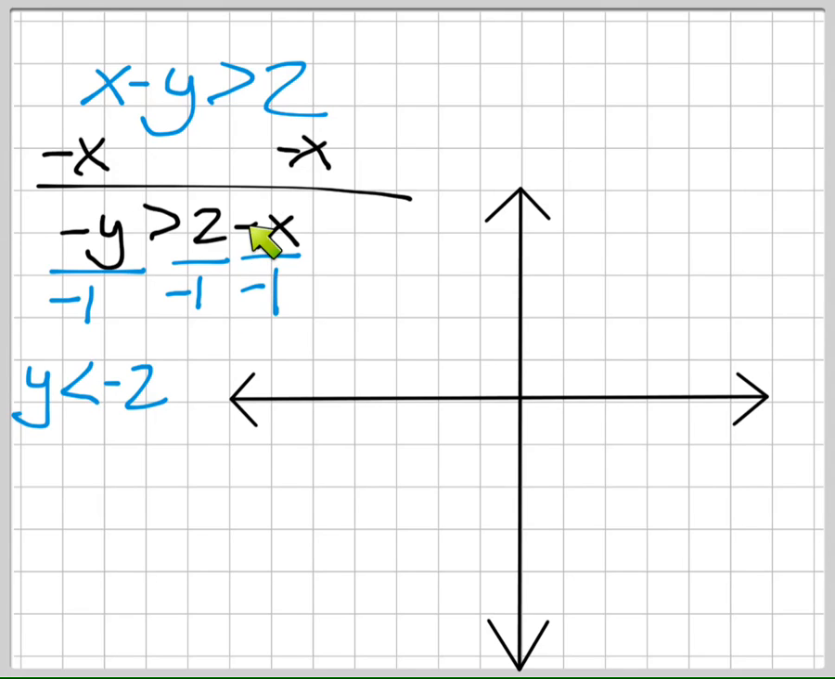And then it's -1x divided by -1. Negative over negative, positive 1x. So then we'll go to -2 on the y-axis. Our slope is up 1 to the right 1. And will it be dashed or solid? Dashed because it's just greater than. Means every point on that line is not included.